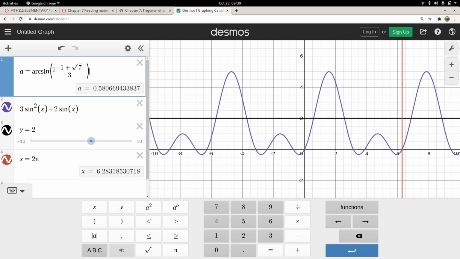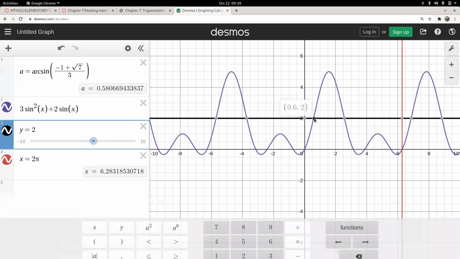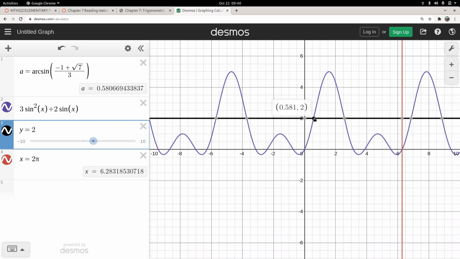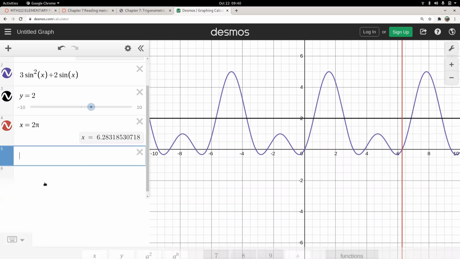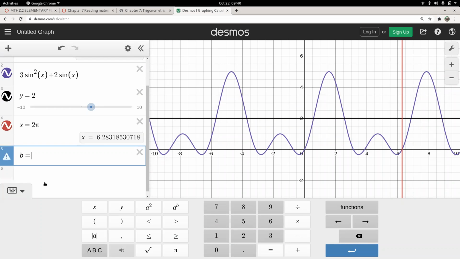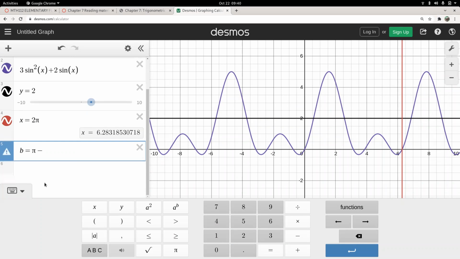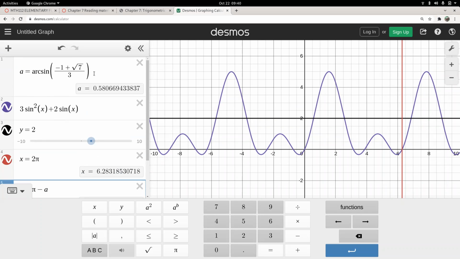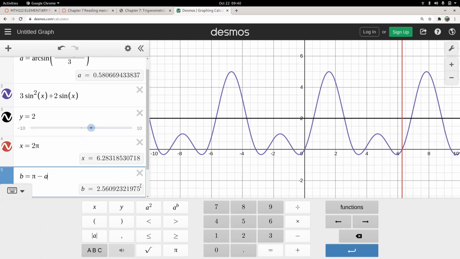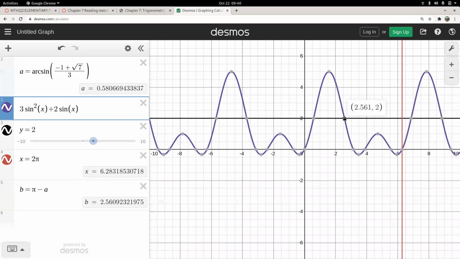So first solution, arc sine of that fraction from the quadratic formula, again, is that first point right there. And then pi minus that is this one over here. Double check that one. So my other solution, B, equals pi minus the first solution I called A. And I like naming things in Desmos so I don't have to retype that again. Retyping gives me a chance to make a mistake. And so the 2.56 was that other x value here. Cool. Let's try another.